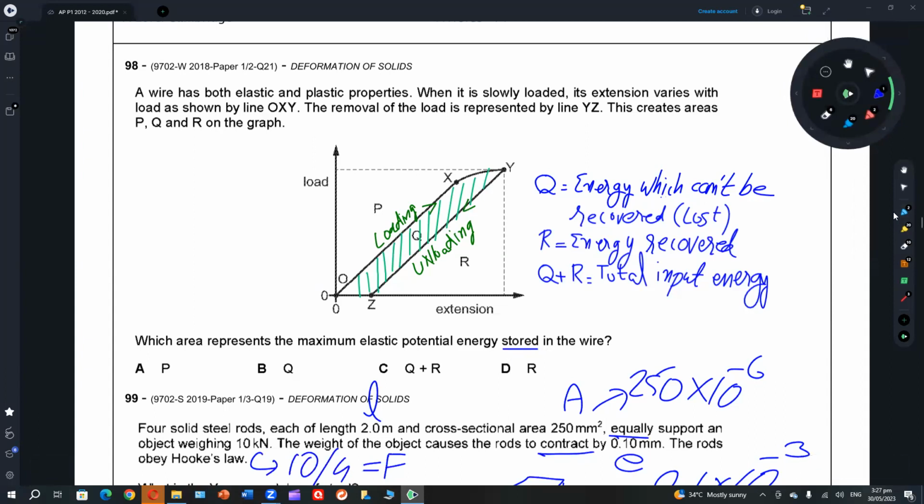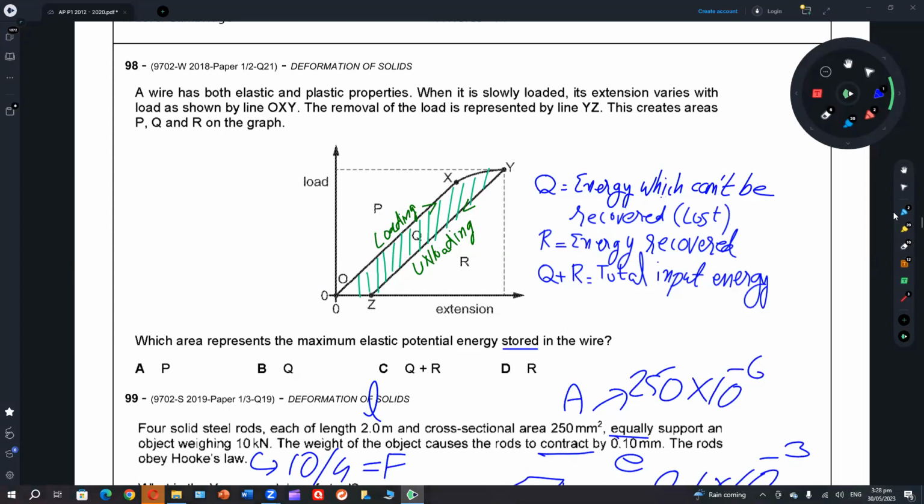P cannot be the answer because the concept of area as a function applies differently here. It's a load extension graph, so the area should be in touch with the extension axis. It is just like a speed against time graph, where the area shows distance travelled, but the area should be in touch with time. It's a very technical concept that not all areas show work done.